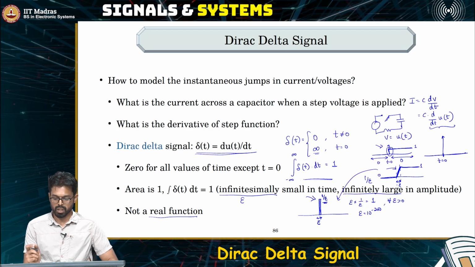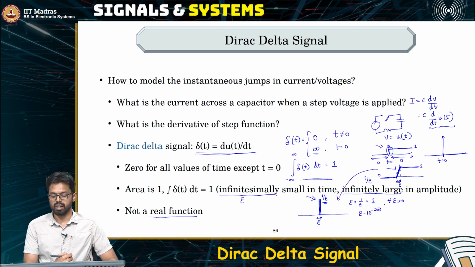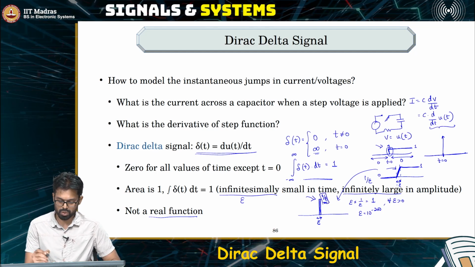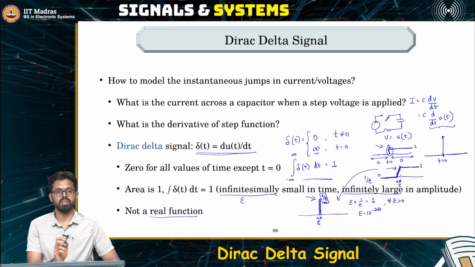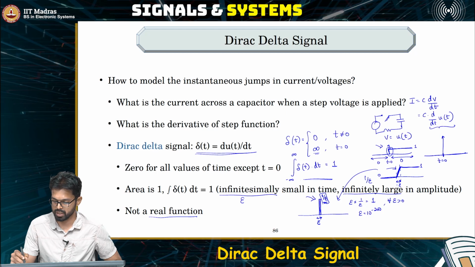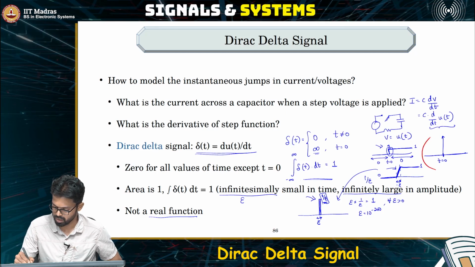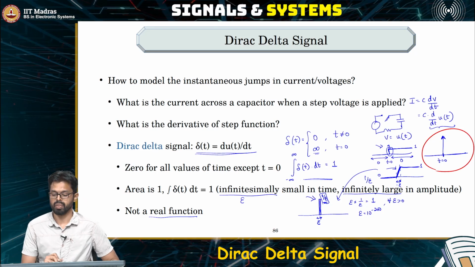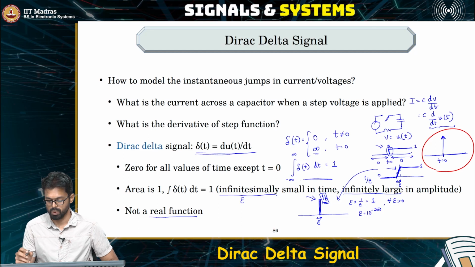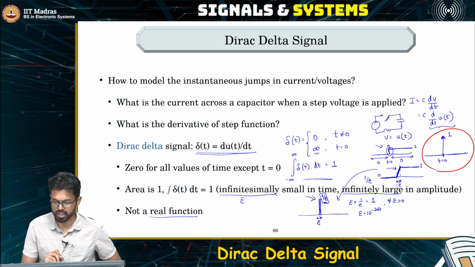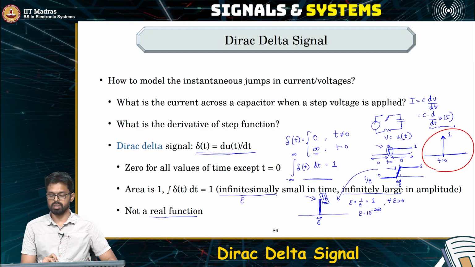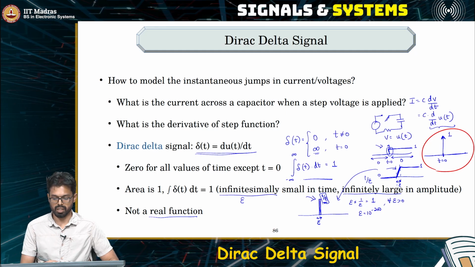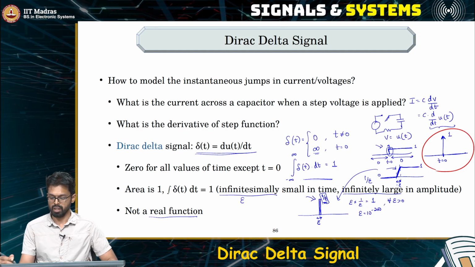So this is what we get when we take the derivative. Fine. Now this epsilon is so small, we say that it is almost equal to 0. And because it is almost equal to 0, the magnitude also goes to almost infinity. So this is the mathematical model that we have, and we represent it graphically like this. We represent it with an arrow, and next to the arrow, we put a number which says the area under this Dirac delta function is 1. We can have Dirac delta functions which have different areas. We'll see that in examples. So keep that in mind.